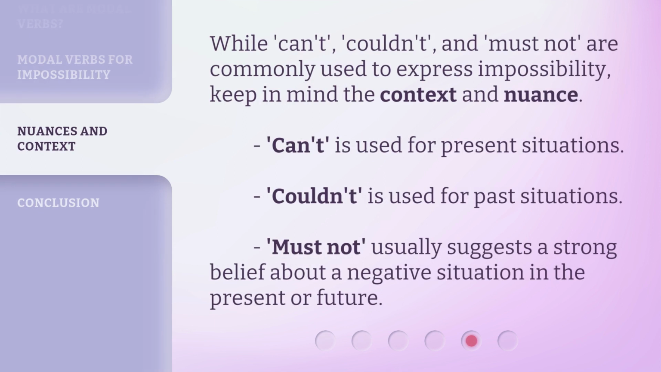While can't, couldn't, and must not are commonly used to express impossibility, keep in mind the context and nuance. Can't is used for present situations. Couldn't is used for past situations. Must not usually suggests a strong belief about a negative situation in the present or future.